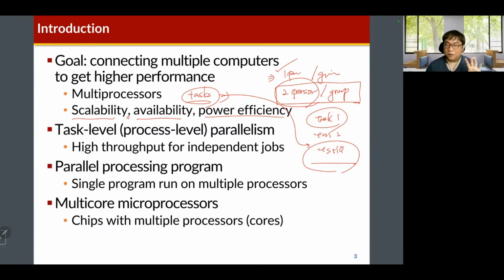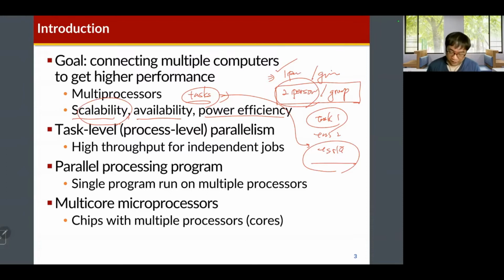The data should be communicated between these two persons also, and this overhead should be considered. Okay, it's the same for the multi-core architecture. Even though multi-core includes multiple cores, unfortunately the performance of this multi-core architecture is not proportional to the number of cores. So this issue is called the scalability issue.